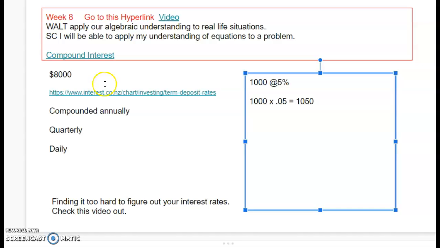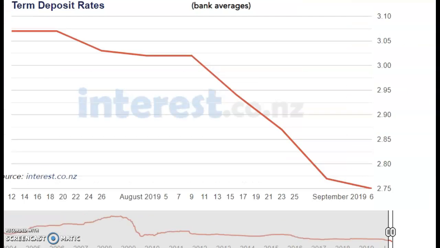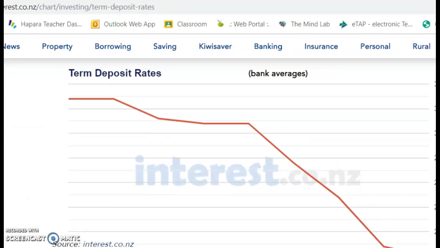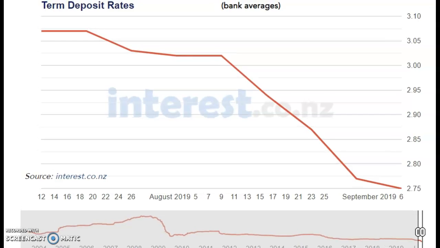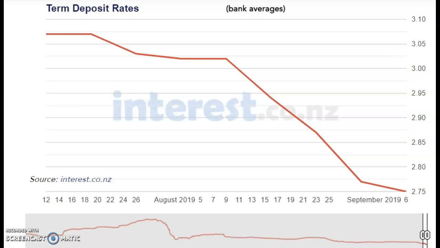Now, the thing you do need to know is how much the interest rate was when you were born. Now, you guys were born around quite a fortunate time in banking. So here is a link. If you click on that, you'll go to a site that looks like this. Now, this site can show you what the interest rates were doing back when you were born. Just slide this down a wee bit further so you can see the bit that I'm going to be dragging around.